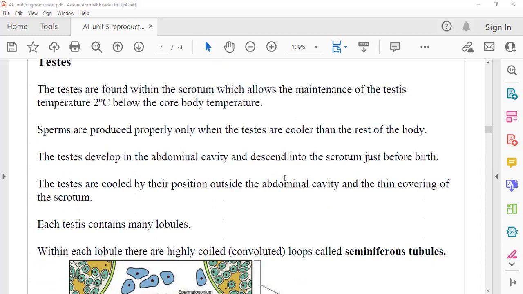A temperature about 2 degrees Celsius less than the core body temperature is maintained in the testis, and that is very much important to maintain the sperm production effectively. Otherwise, sperms will be deformed.